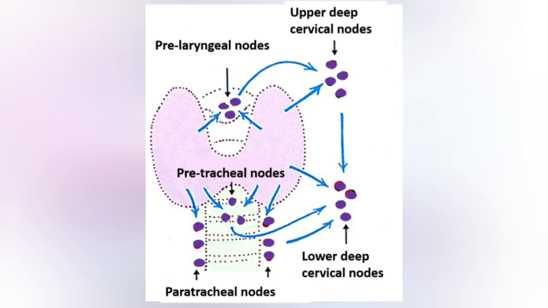In the lymphatic drainage, the thyroid gland first drains into the prelaryngeal, pretracheal and paratracheal lymph nodes. And from these lymph nodes, the lymph drains into the upper deep cervical or the lower deep cervical lymph nodes.